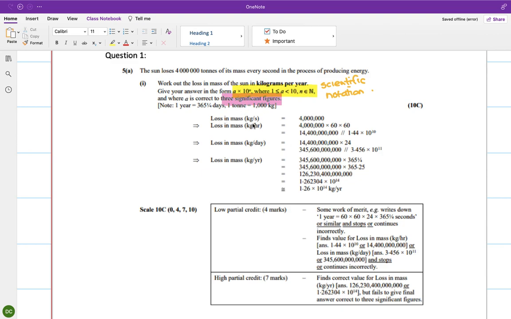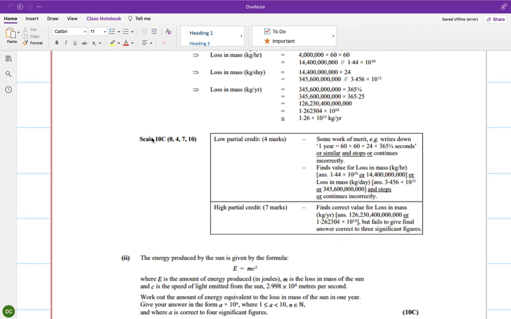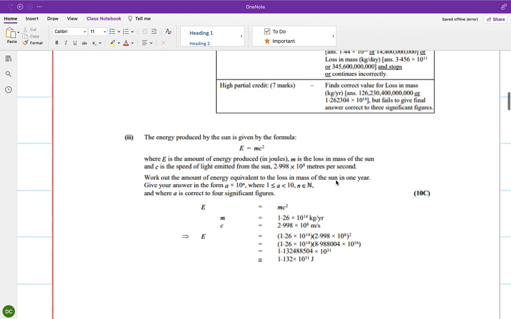You can see here they say loss in mass kilograms per second and they have 4 million. It wasn't, it was 4 million tons per second. So this sometimes happens in a mock paper. So my answer is right and this one's wrong. That's fine. So yeah, 10 marks if you get it all right, and that's in line with my answer. 7 is for a high partial credit. So that's if you do part of it correct, and it describes it over here. And then 4 marks for a low partial credit. And it gives you examples of what a low partial credit looks like. All right?